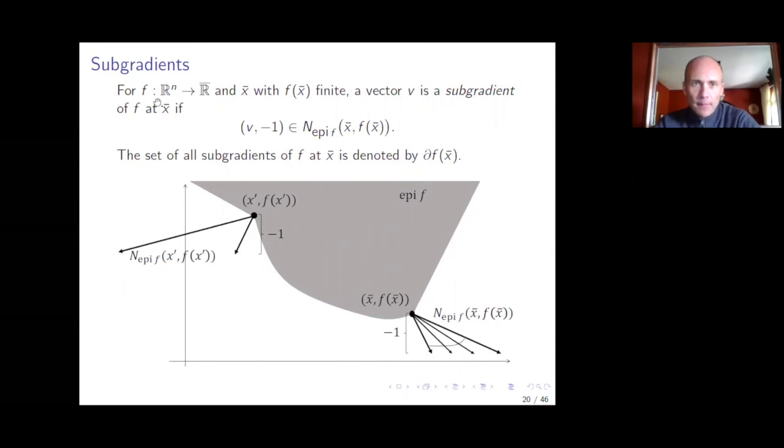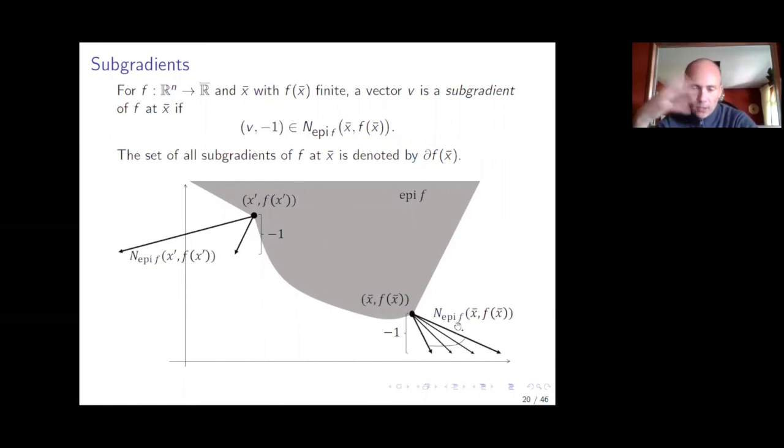And here's the story. Imagine I have a function, smooth, non-smooth, whatever it might be, and I'm standing at a point x bar where the function is finite. Now, a vector v is a subgradient of the function at that point if (v, -1) turns out to be a normal vector of the epigraph of the function. So in the picture here, imagine that I'm standing at this x bar, up here at this point. I'm looking at all the normal vectors, which I indicated with this black arrow. And what I'm doing by introducing this minus 1 is simply normalizing the length of them. And all those vectors here are then subgradients.